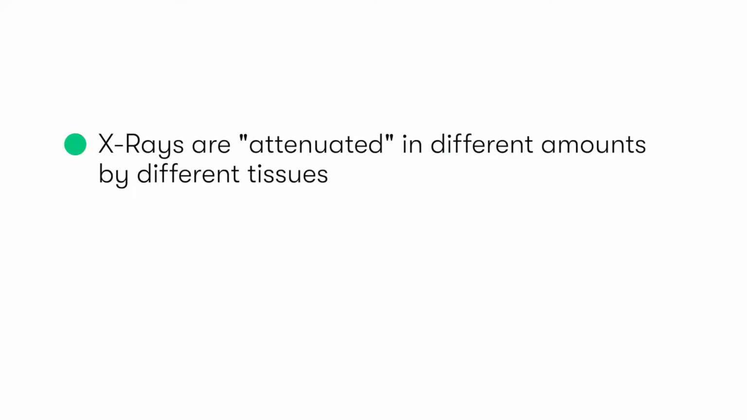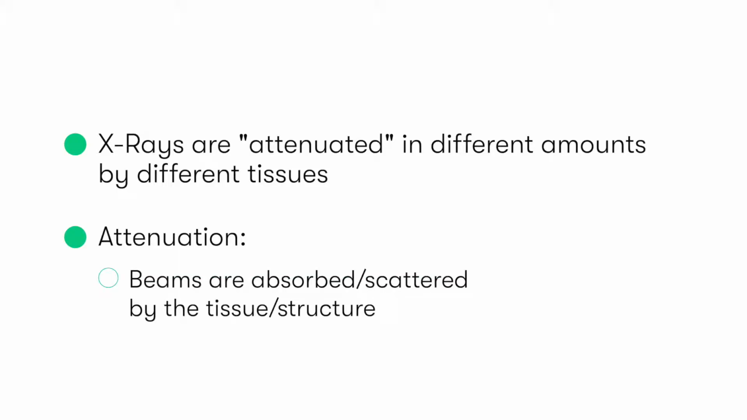The ability that X-ray images have of allowing us to see different anatomical structures comes from the fact that X-ray beams are attenuated in differing amounts by different tissues. Attenuation simply means that X-ray beams are either absorbed or scattered by the tissue or structure, and thus less of the photons go on to reach the receptor.